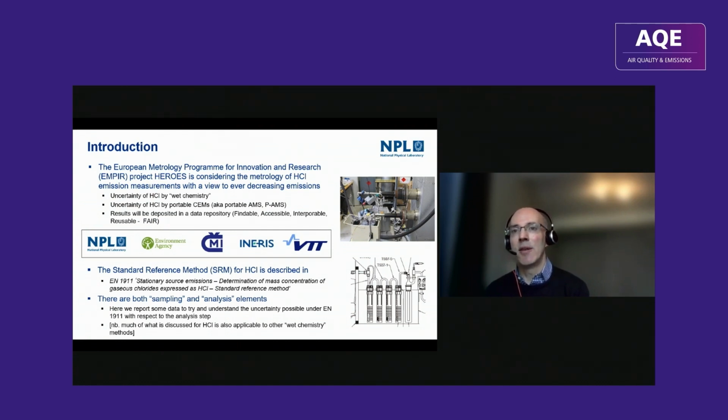So as mentioned, I'm going to talk about specifically the wet chemistry SRM for measuring HCl, which is described in document EN1911. That method covers both sampling of the HCl from the stack and then the subsequent analysis of what has been collected. And I'm going to talk about the latter part, and try and show you some data to try and understand the uncertainty that's possible under 1911 with respect to the analytical step.